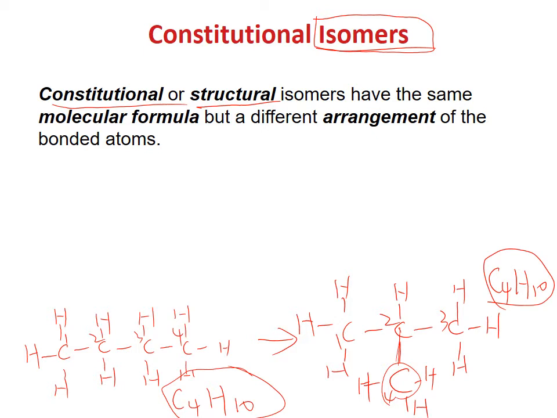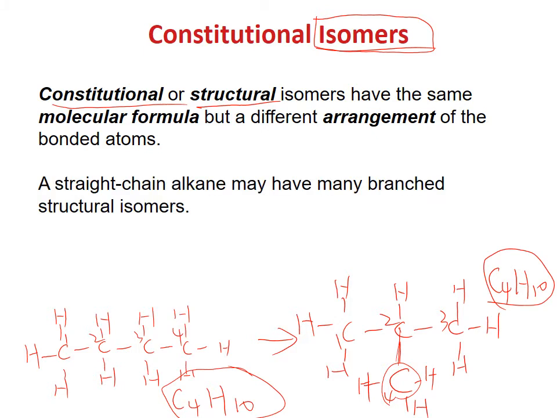Now, a straight chain alkane may have many branched structure isomers. In this case, for the butane chain, there's only one branched isomer. Now, if we have 5 carbons, we'll show you later that the 5-carbon chain has 2 branched isomers.